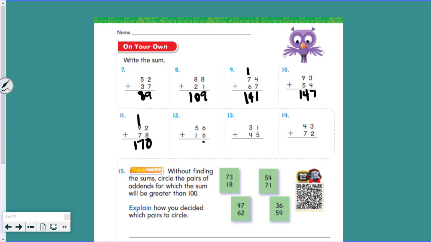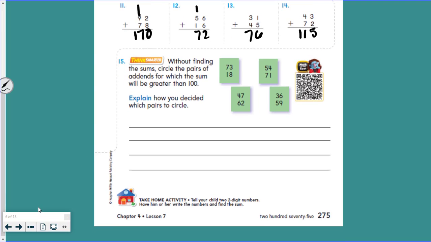This is a doubles fact. That's going to be 12, so 1 ten and 2 ones. And then 5, 6, 7, so 7 tens. This is going to be 6, and that's going to be 7. That's going to be 5. This is going to be 13, or sorry, not 13, 11, 1 ten and 1 one, so 115. So pause your video, check your answers if I went too fast. Then we're going to go to the next page.